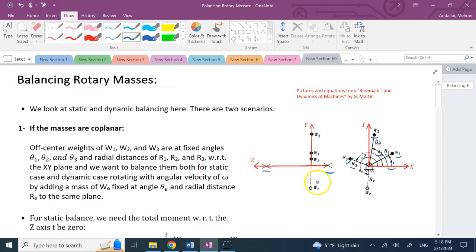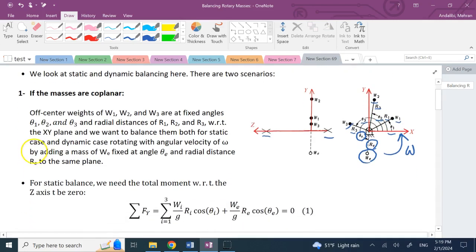Now, we're going to look at the static case where nothing is spinning, and we're going to look at the dynamic case where everything is spinning with angular velocity omega. Our goal is to put one single weight or mass, WE, at location RE with relative angle theta E such that the single mass would cancel the effects of all these other masses, both for static and dynamic scenarios. So, how do we do that?